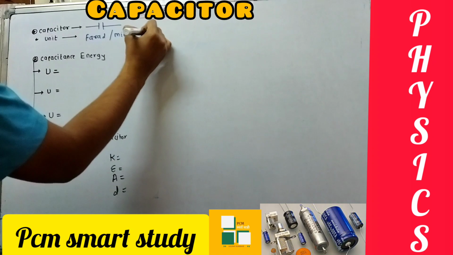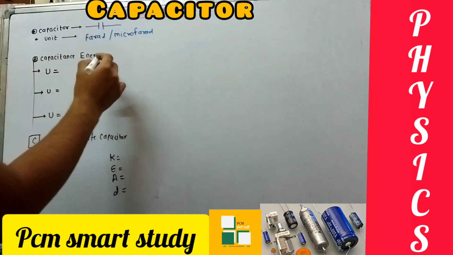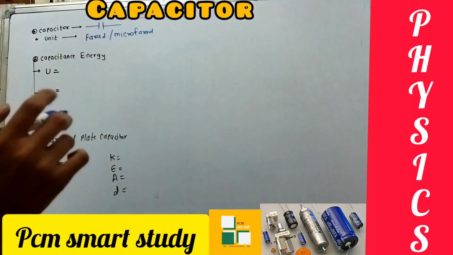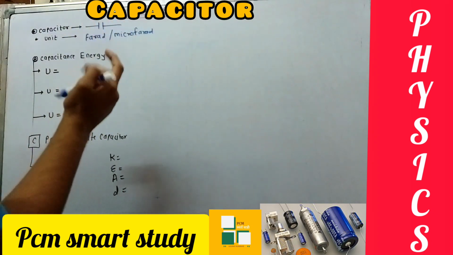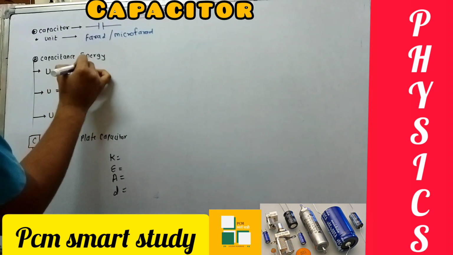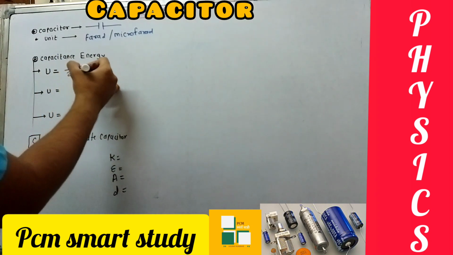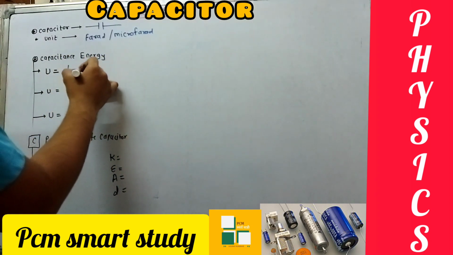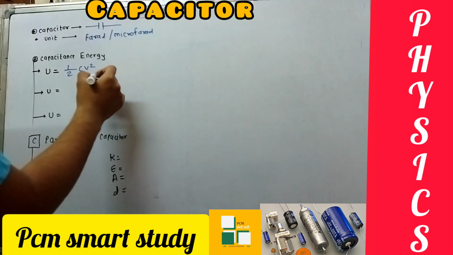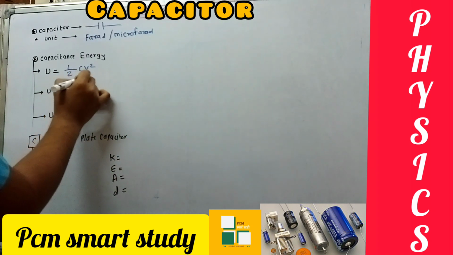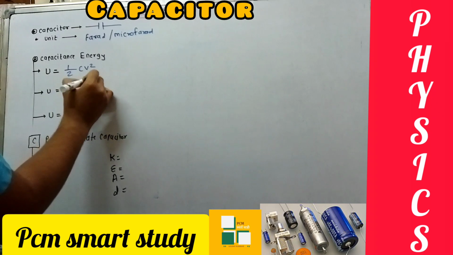There are three formulas for capacitor energy. First is U is equal to half CV square. U is the energy, V is the voltage, and C is the capacitance. Second is half QV, and third is half Q square by C.